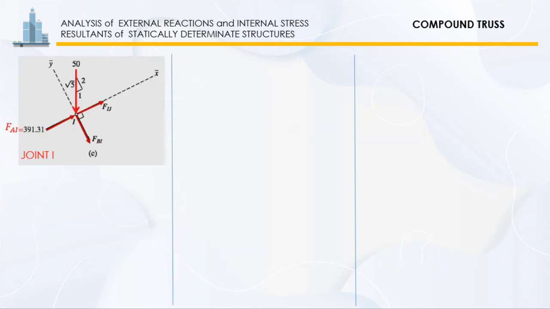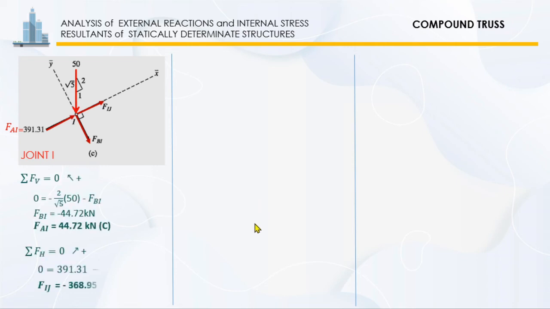So next step is to consider joint I. The free-body diagram of joint I is shown. Member BI is perpendicular to members AI and IJ, which are collinear, so the computations of member forces can be simplified by using an x-axis in the direction of the collinear members.